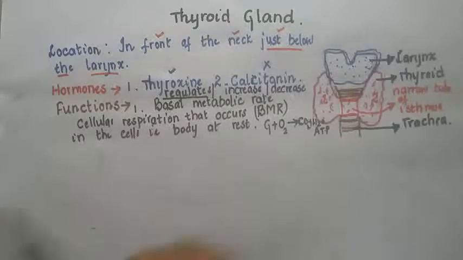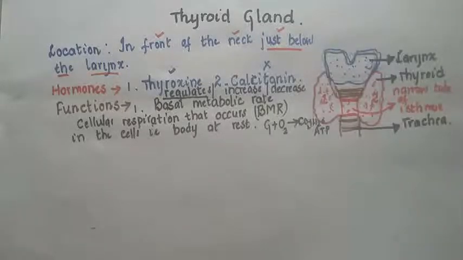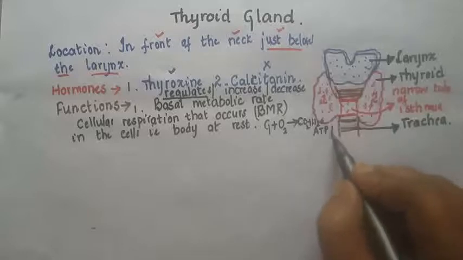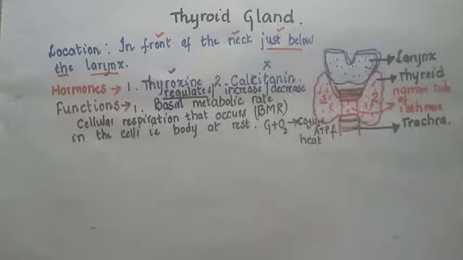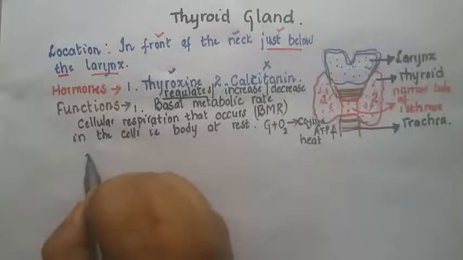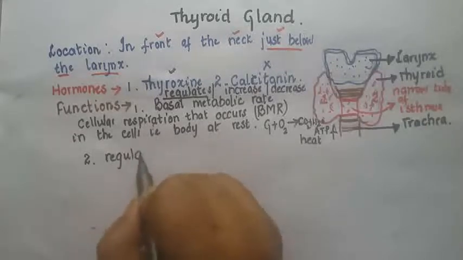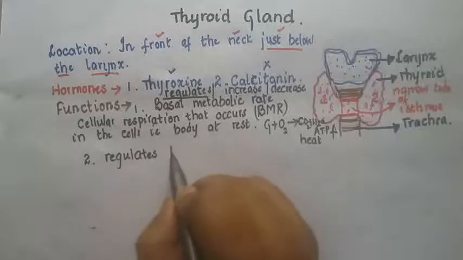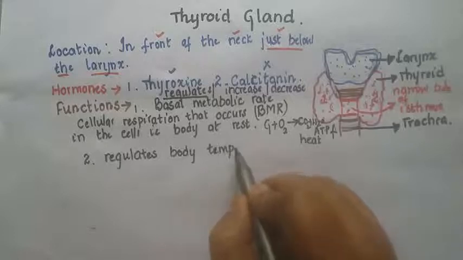Now we know that when cellular respiration occurs, there is a liberation of heat energy, which maintains our body temperature. So what is the second function of thyroxine? Thyroxine regulates our body temperature.